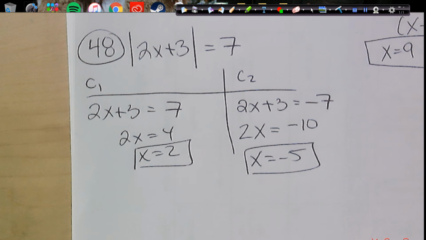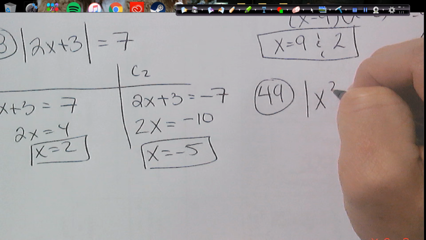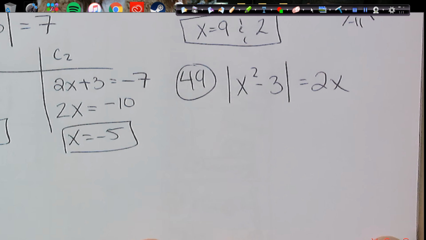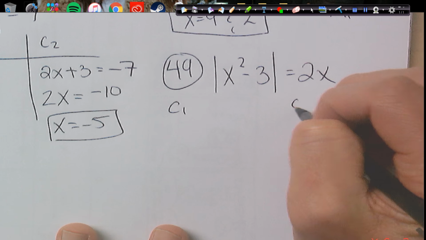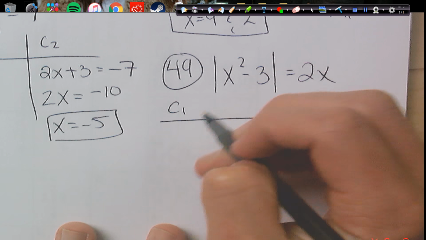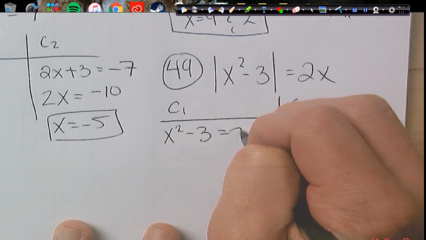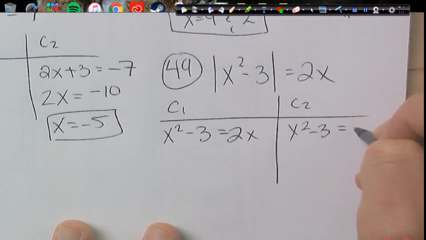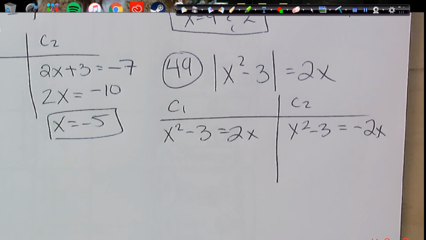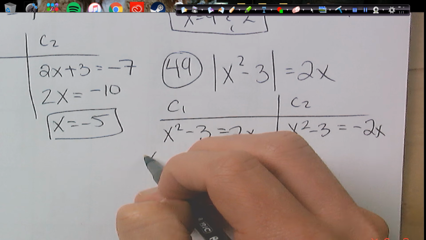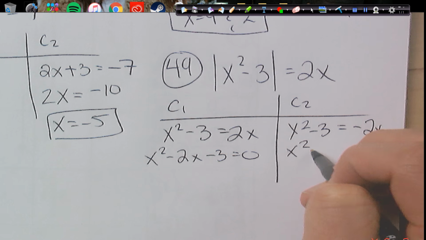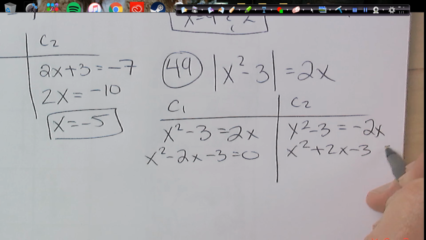Okay. 49. Again, we got the same situation, the absolute value of x squared minus 3 equals 2x. So we do our case 1 and case 2. So x squared minus 3 equals 2x, and then over here we're going to get x squared minus 3 equals a negative 2x. We're going to have to move both pieces to this side. So we get x squared minus 2x minus 3 equals 0, and x squared plus 2x minus 3 equals 0.